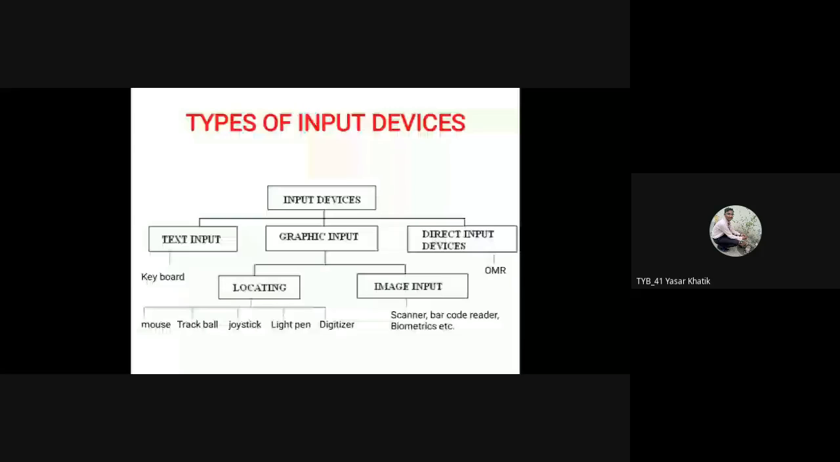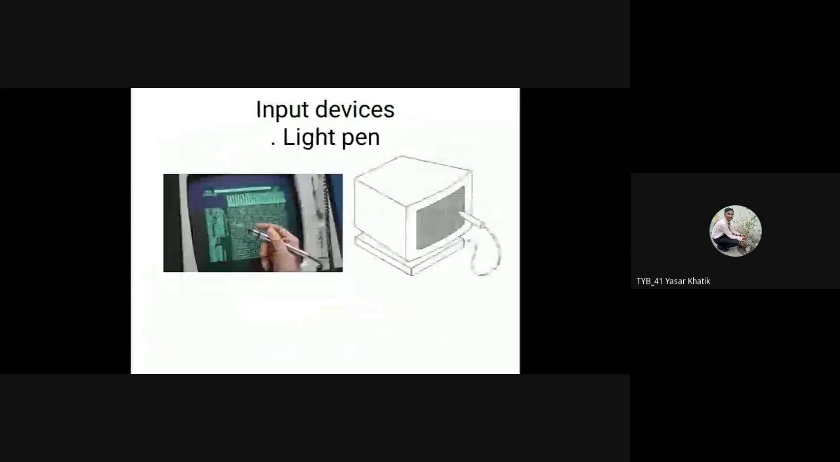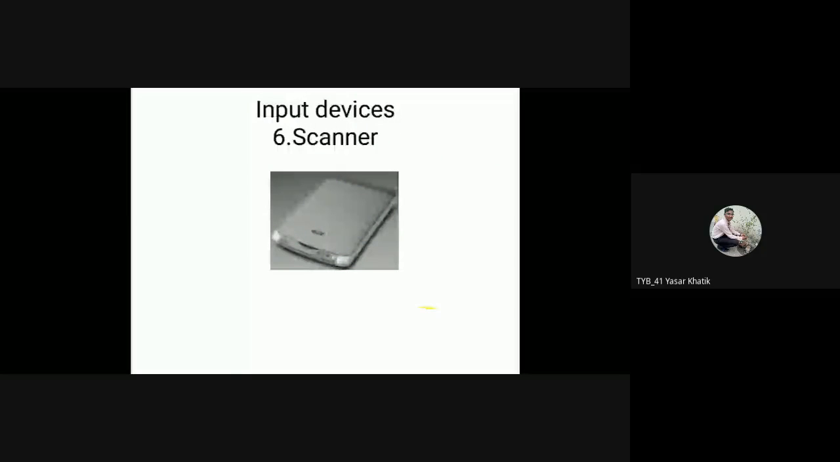Then we have seen the input devices in a CAD/CAM system. So these are the general things. We know all about this: joystick, mouse, trackball, light pen. Light pen is currently not used by anyone, but in the CAD era, basically the starting phase of CAD, at that time everyone used the light pen method. Digitizer, then data logging system. Okay. So these are some input devices we are using in a CAD/CAM system.